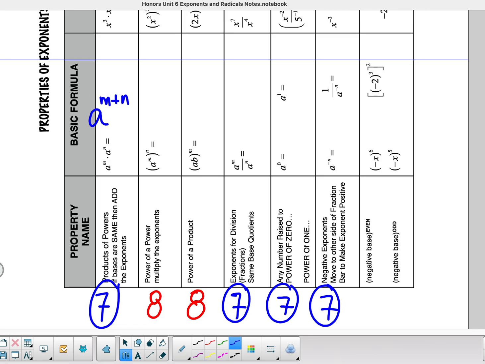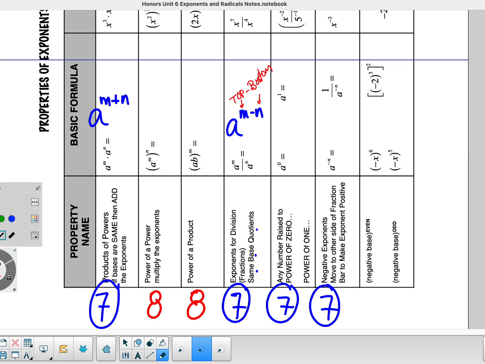I'm going to move down to another property that I think you studied in 7th grade, the same base quotient or the fraction. I write the base one time, and then the way that I handle the exponents, it's m minus n, or you might think of this as the top power minus the bottom power. M is on top and n is the bottom power. So the top power minus the power on the bottom. And that's just an easy way to remember that particular property.